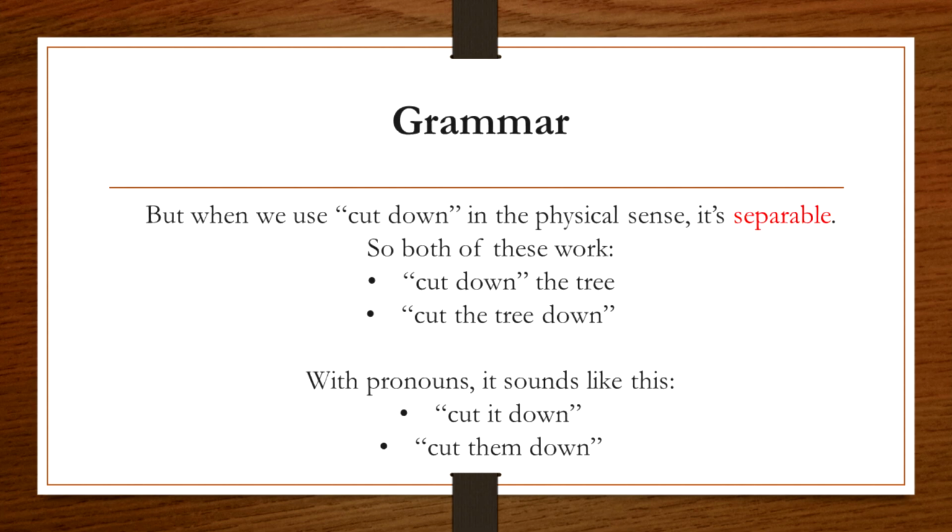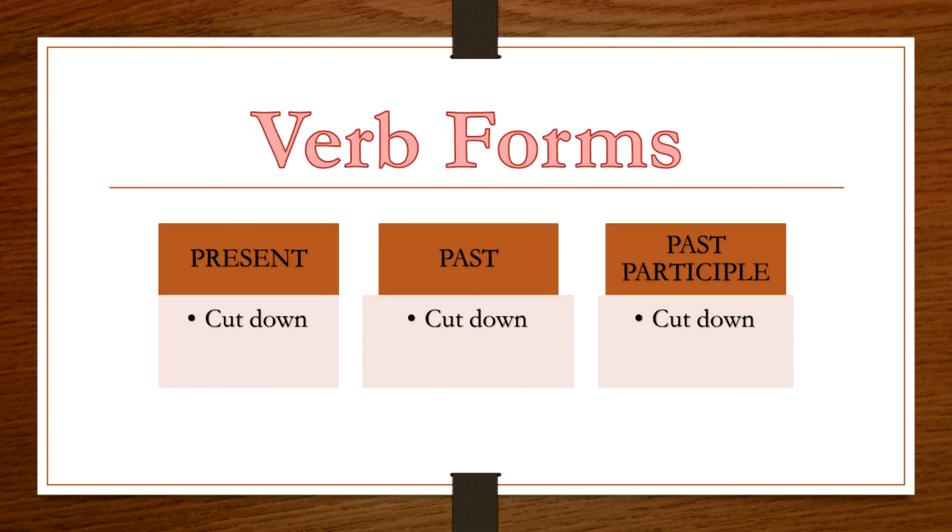But when we use cut down in the physical sense, it's separable, so both of these work. Cut down the tree. Cut the tree down. With pronouns, it sounds like this. Cut it down. Cut them down. And the verb form stays the same. Present, past, or participle, it's always cut down.